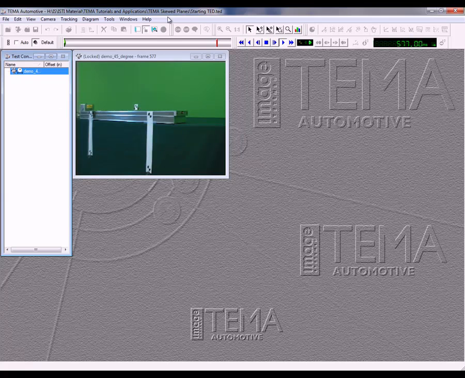This tutorial covers 2D analysis in planes that are not perpendicular to the camera axis. It assumes that you have covered the depth scaling in the 2D with TEMA Automotive and Coordinate Systems tutorials. There are two ways to handle angled or skewed planes.